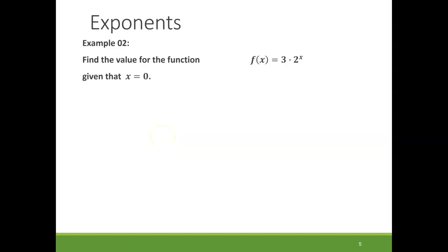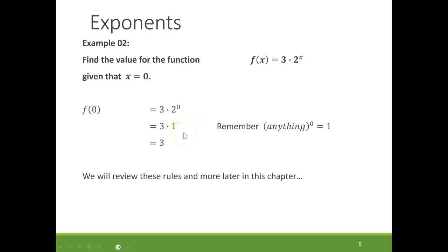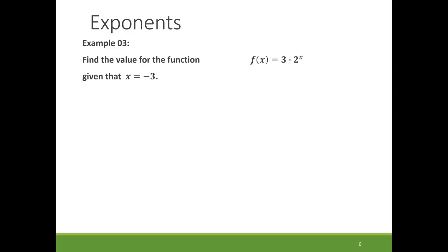All right. What if x is 0? Excellent. Yeah, that's just the initial value. Okay. And again, these exponent rules, like 2 to the 0 is always 1. We'll review those here in a moment. All right, negative 3. 3/8. 3/8, very good.